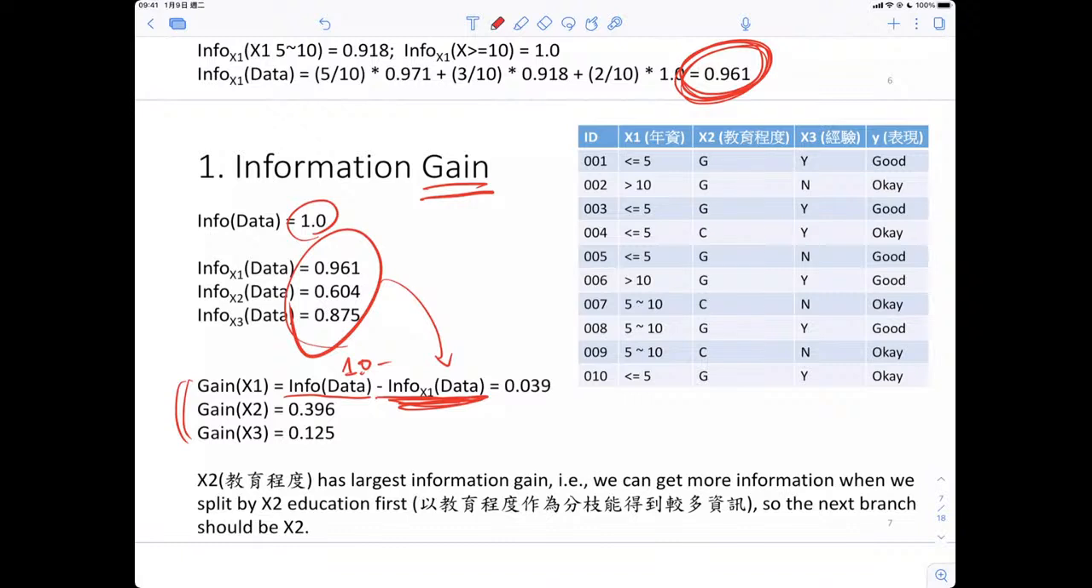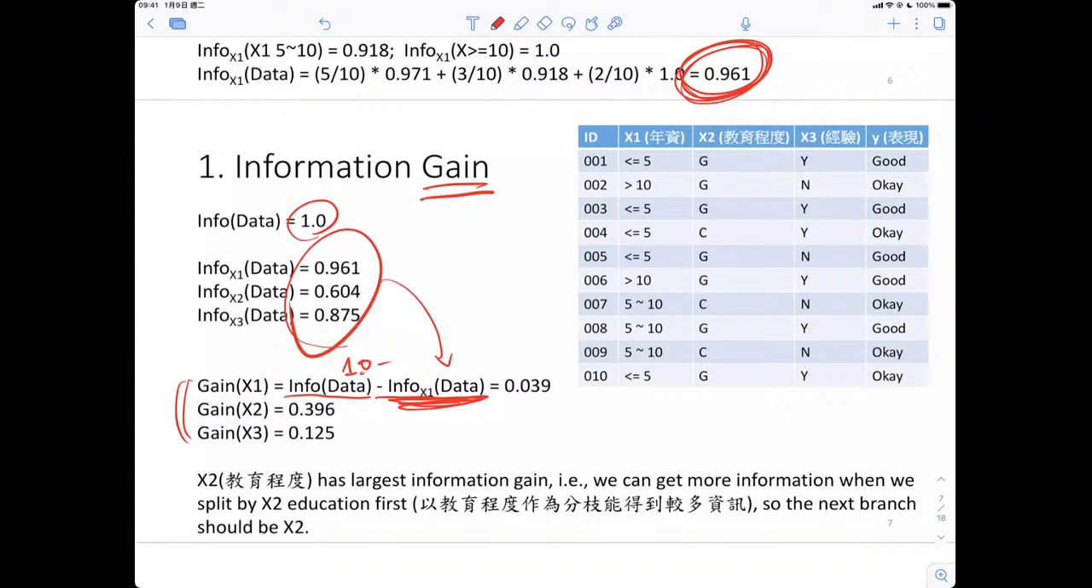So X2, which is education, has the largest information gain. That means we can get more information when we split the original data by using X2, education, in the first place. So for this data, the first question I would like to ask, to partition the entire data set into two different branches of the tree, should be X2. So that is the way you evaluate different features and decide which one should be the first question you ask.